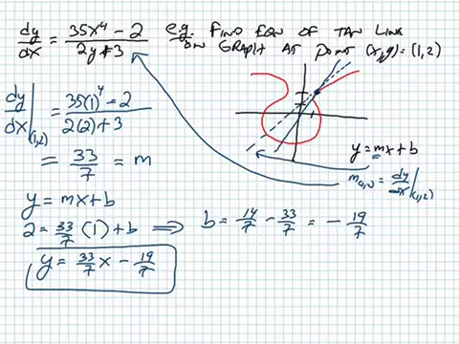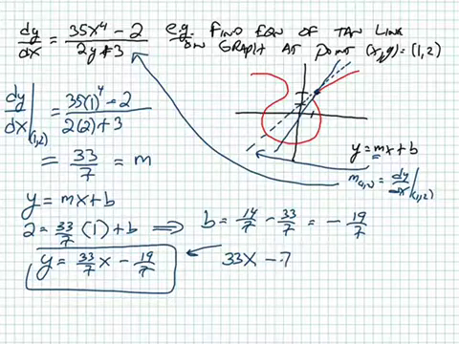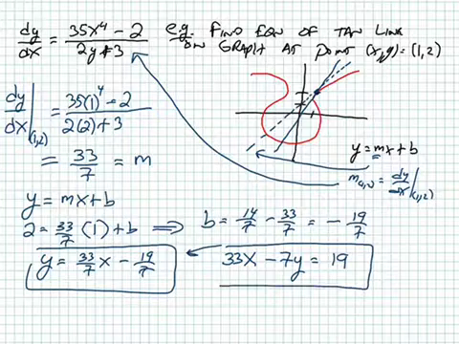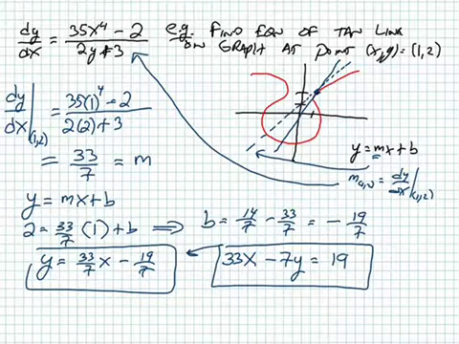And then sometimes on the AP exam, let's say this is a multiple choice question, they may give you the equation of the line in standard form instead of y = mx + b, which is the slope-intercept form. To get this in standard form, remember you just multiply by 7 and then put it into standard form. So this equation for a line in standard form is 33x - 7y = 19. Just as long as you can recognize that, and that's it. That's how you do it.